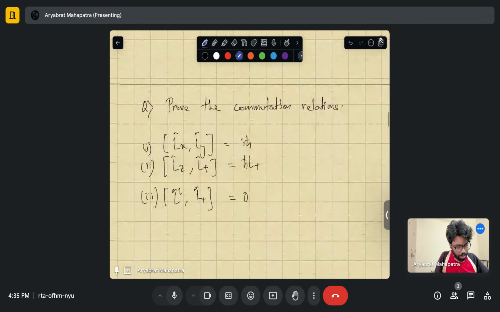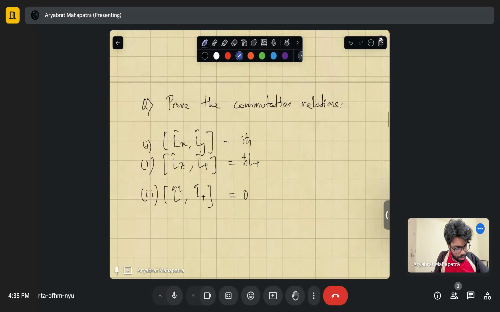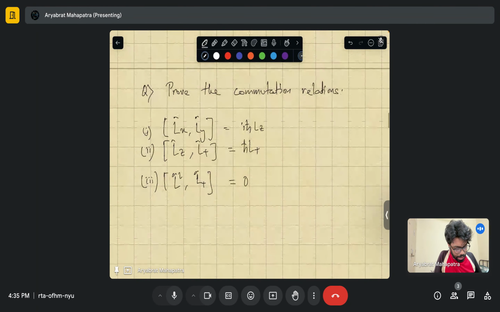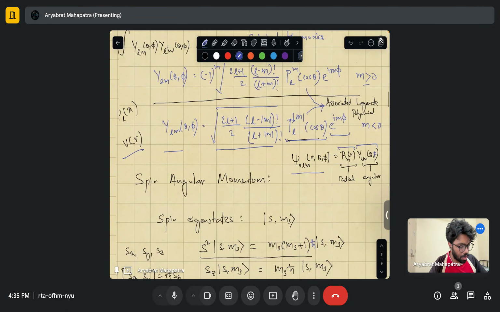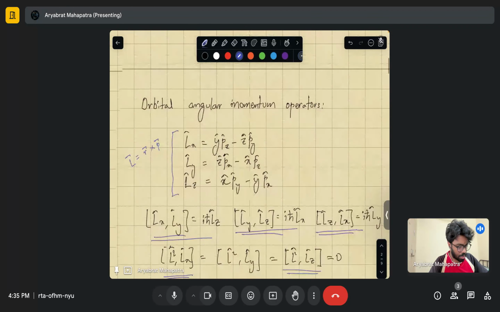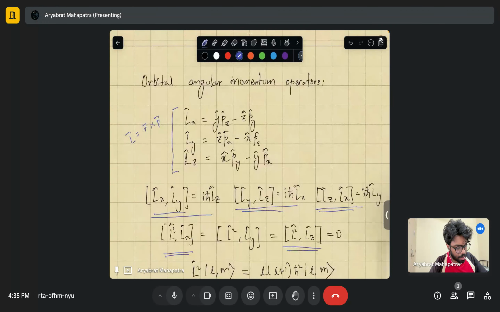We can start working out this commutation relation. The first is Lz. It's just a quick exercise in how we can prove this commutation relation, the commutator of Lx and Ly. How can we do that? You have the form of Lx and Ly as I showed you at the beginning. So these are basically your Lx and Ly, and you write them.